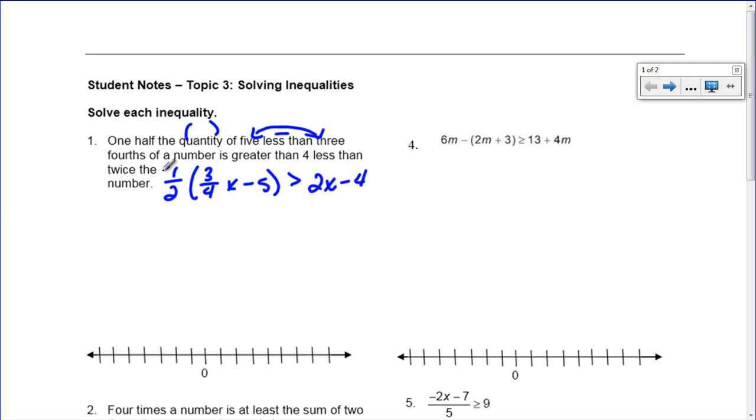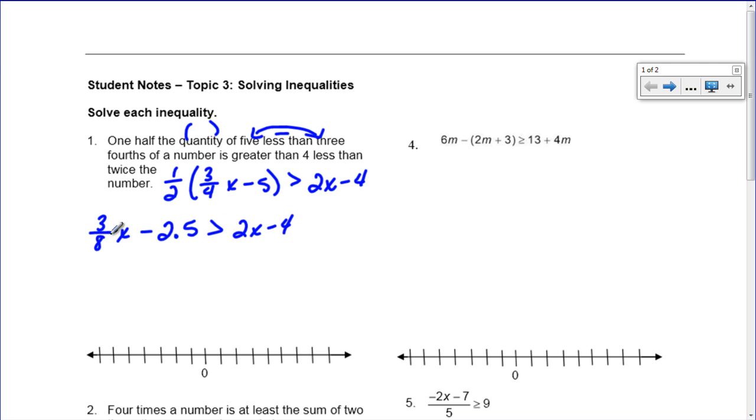Half of 3/4, just numerators times each other, denominators times each other. This becomes 3/8 x. Then I have to do half of 5. Well, half of 5 is either 5/2 or 2.5. I'm going to use the decimal because it works out to a nice, pretty decimal. It's not a big deal. Is greater than 2x minus 4.